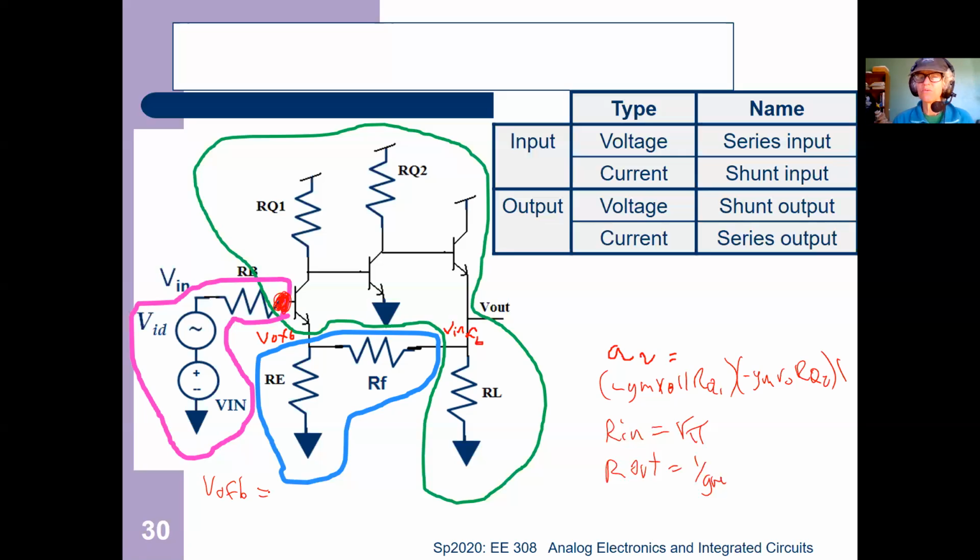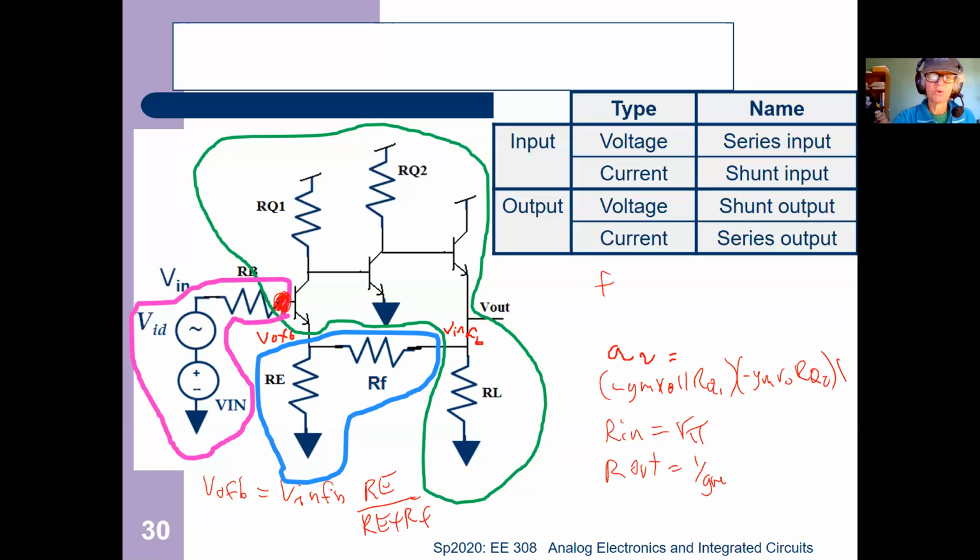What's the circuit inside the blue circle? Voltage divider. So you can say, oh, that's a voltage divider. I know V in feedback is the input to the voltage divider, and this is your RE over your RE plus RF. But what you actually want is V out over V in.